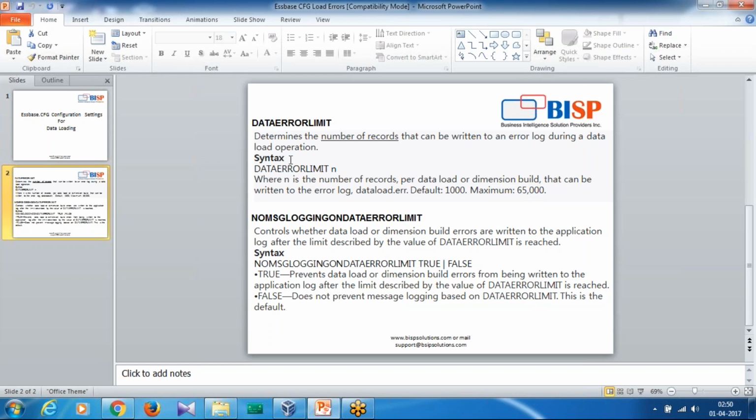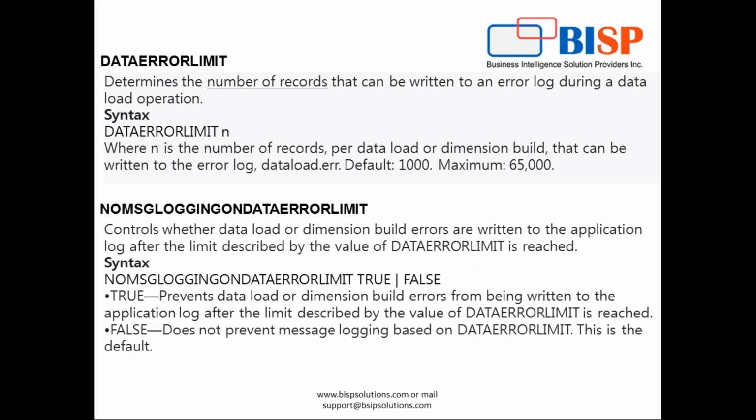There's another parameter you can use along with your data error limit, as the name indicates: NOMSGLOGGINGONDATAERRORLIMIT. This parameter basically controls whether data load or dimension build errors are returned to the application log after the limit described by your data error limit is reached. So this is a boolean parameter which has true and false. We'll see this live, how to achieve this. First we understand the property and the behavior of these two parameters.